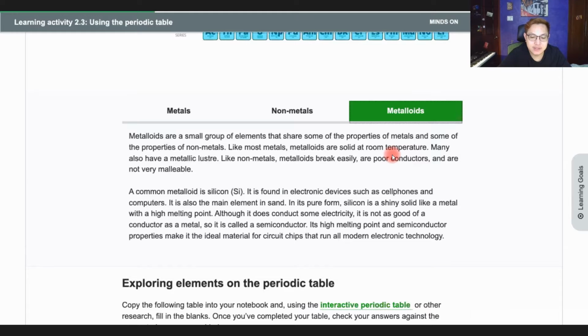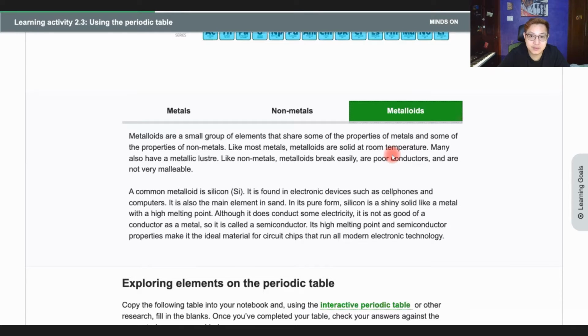So basically, metalloids are in the middle between non-metals and metals. They're not exactly metal, but they are not exactly non-metal either. They share both kinds of properties, but they're not exactly one or the other. Just in the middle.